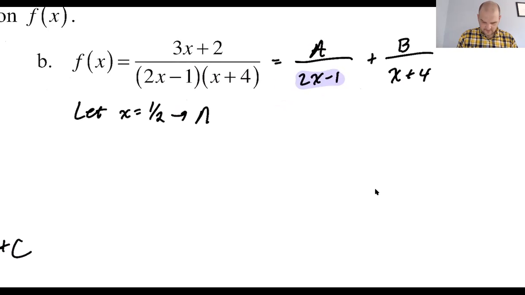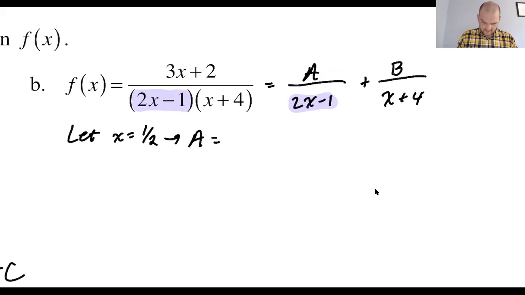So A is equal to, we go over to this side, we cover this up. So that's what I'm highlighting. I'm highlighting the thing to cover up. It's the opposite of usually what you do. Then we have 1/2 for every x that's left. So 3/2 plus 2 over 1/2 plus 4, which is what? 7/2 over 9/2, so 7/9.